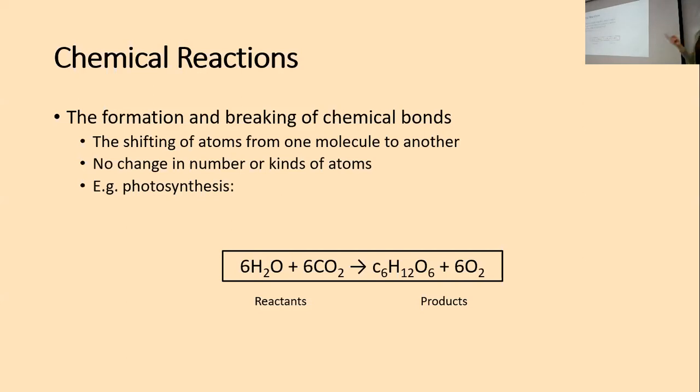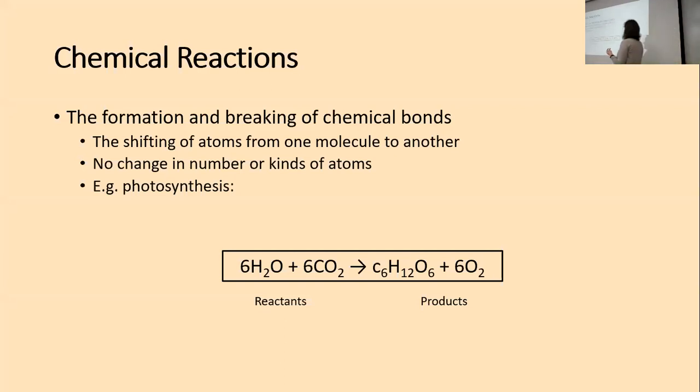And so there's no change in the number or kinds of atoms. We're not creating and destroying particles. We've got 6 carbon right here. We still have 6 carbon here. We've got 6 times 2, 12 hydrogen here. We still end up with 12 hydrogen on the other side. We're just moving them around. We're changing the way they're attached to each other.